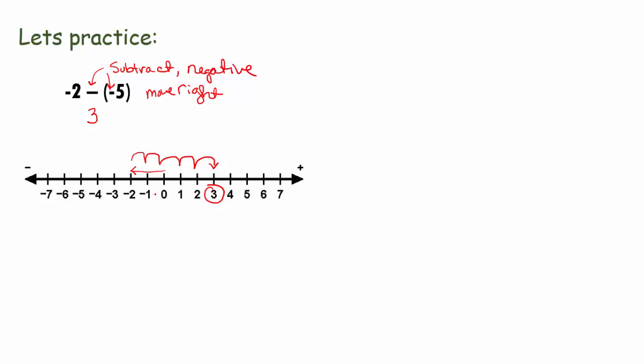Subtracting a negative on our number line, remember you need to move to the right. You have to do the opposite of subtracting a positive. Subtracting a positive, you move left. So therefore the opposite of that, subtracting a negative, you're going to have to go in the opposite direction, or move to the right.